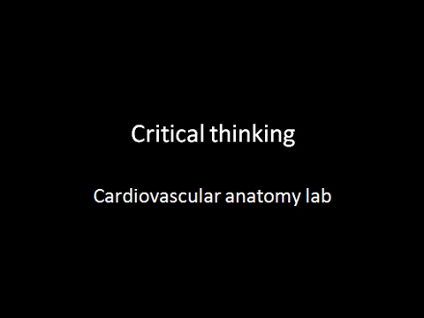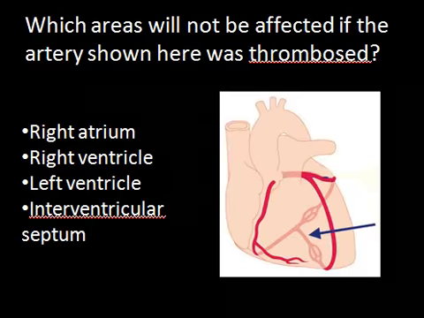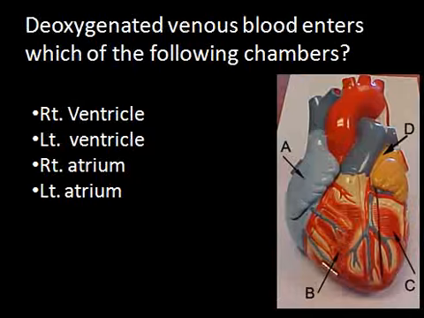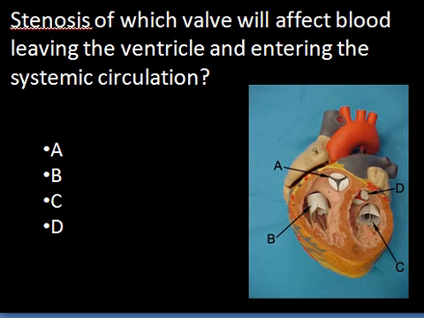This is critical thinking for the cardiovascular anatomy lab, and let's look at the questions first. So this is on coronary circulation. This is on openings, or the valves between chambers and between the chambers and blood vessels. And then this asks you again something about the chambers. And again, here is another question on the valves.